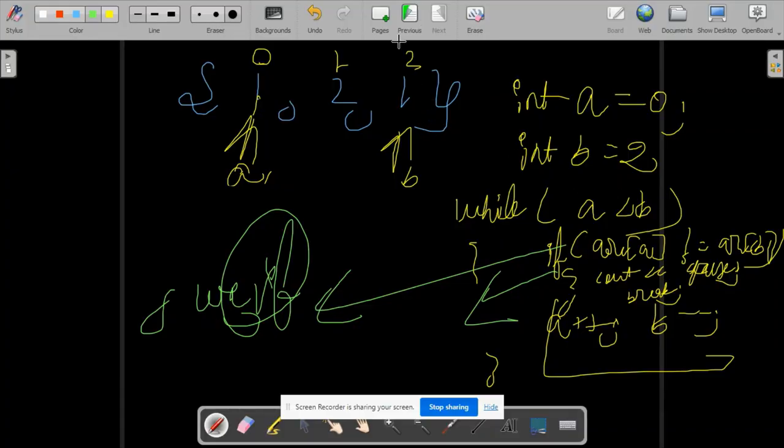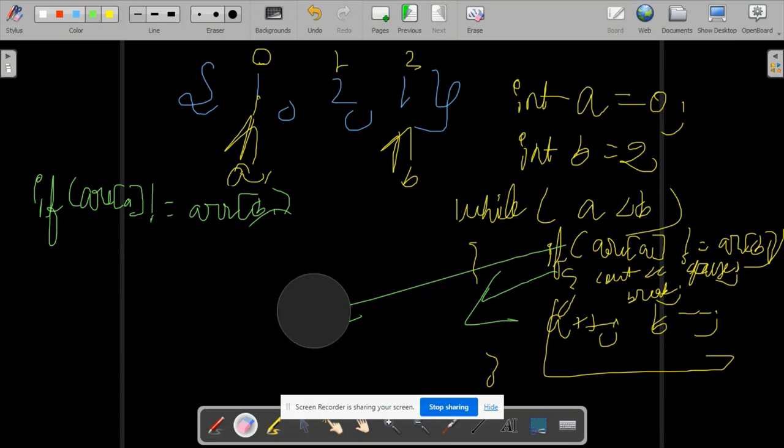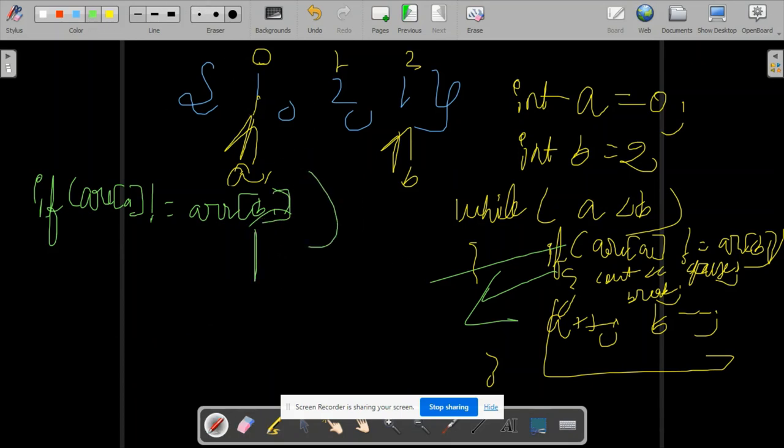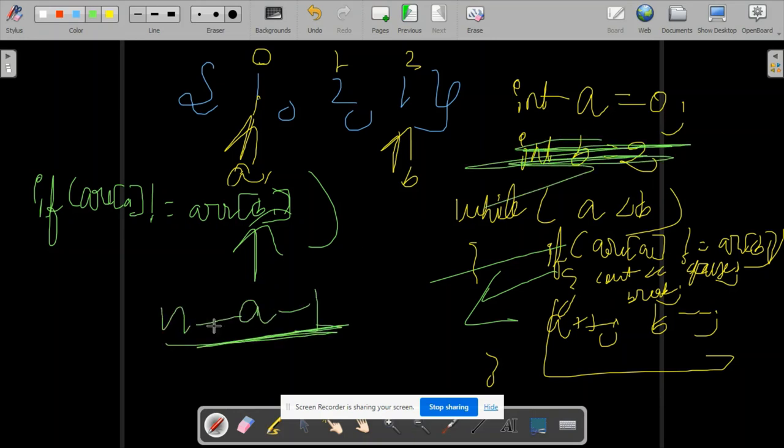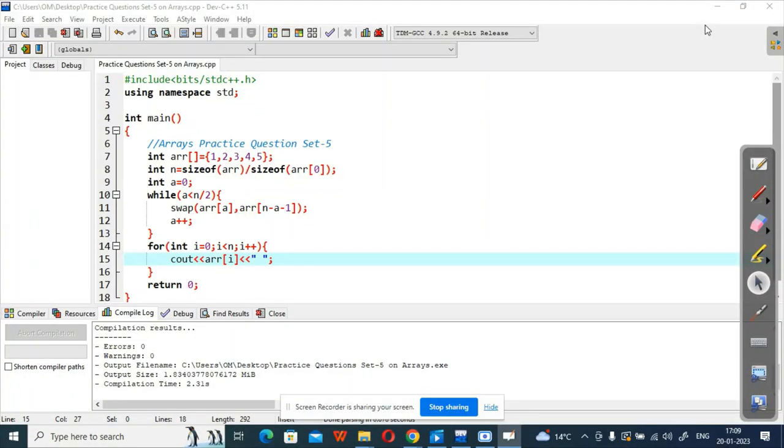So one thing more, let me explain. Same here, you are checking if ARR of A is not equal to ARR of B. Can you tell me how you can optimize this from the two-pointer approach to the one-pointer approach? Instead of B, what can you write? You can write n minus a minus 1. And this condition you can change to n by 2. And this B you can erase. These are the three changes, okay? So now let us proceed to the editor to code it up.